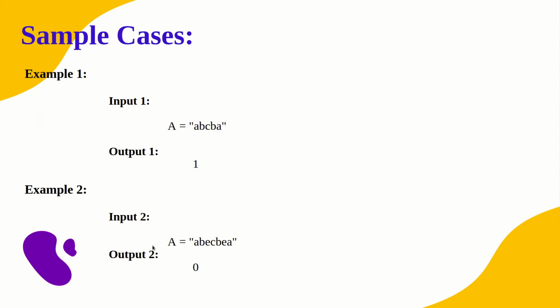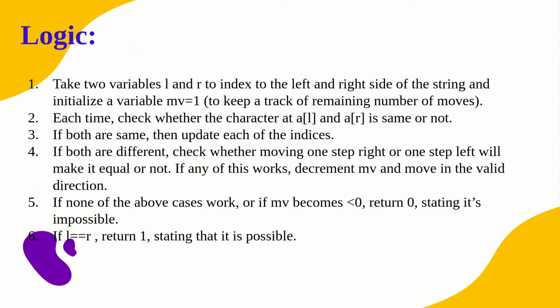Because as you can see here, MV was 0 when we moved in one direction, then again E and C doesn't match, so MV will become -1 because we need to remove one more character, and MV becoming -1 means we are removing two characters, but we can remove exactly one character only. So that's why it is not possible by removing one character. We need to remove at least two characters to make it a palindrome. So this is the overall logic.